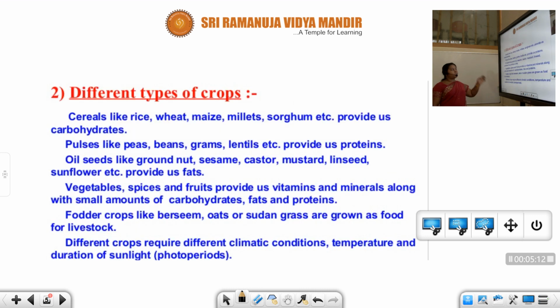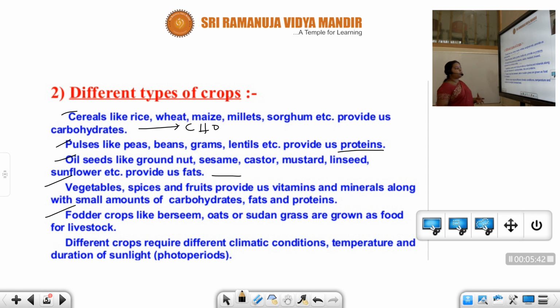Different types of crops. What are the different types? How many types of crops are there? Cereals, pulses, oil seeds, vegetables, and fodder. Cereals include rice, wheat, maize; pulses include pea, beans, gram, lentils. See students, cereals provide us carbohydrates, pulses provide us proteins, and oil seeds provide us fats.